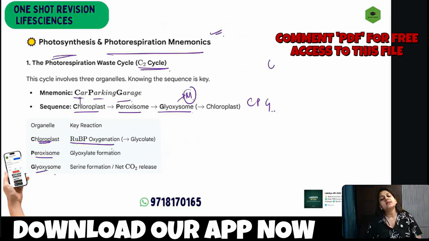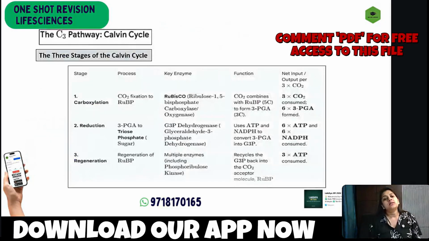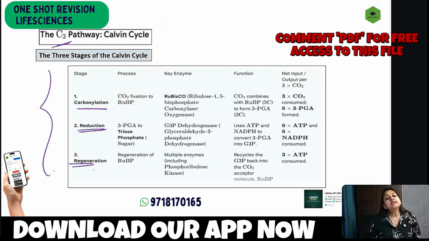So in the chloroplast you have RUBP oxygenation happening, in the peroxisome glyoxylate formation happening, and in your mitochondria you have the serine formation, right? Then in the C3 pathway there are 3 stages of the Calvin cycle. First is carboxylation, then you have reduction, and then you have the regeneration. So remember the entire C3 cycle along with its energetics.